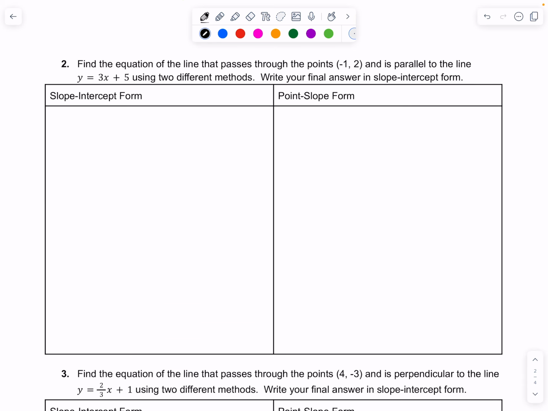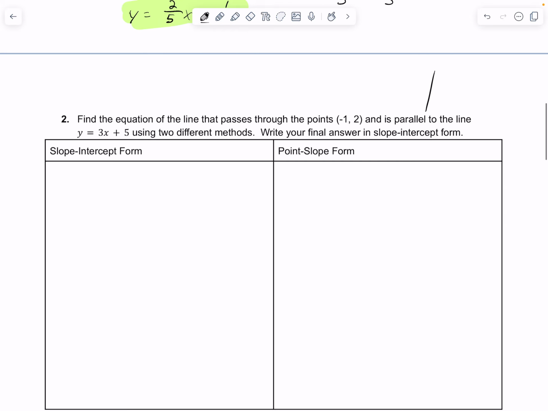Find the equation of a line that passes through the point -1, 2 and is parallel to the line y equals 3x plus 5. So if I just do a little sketch of what that would look like.